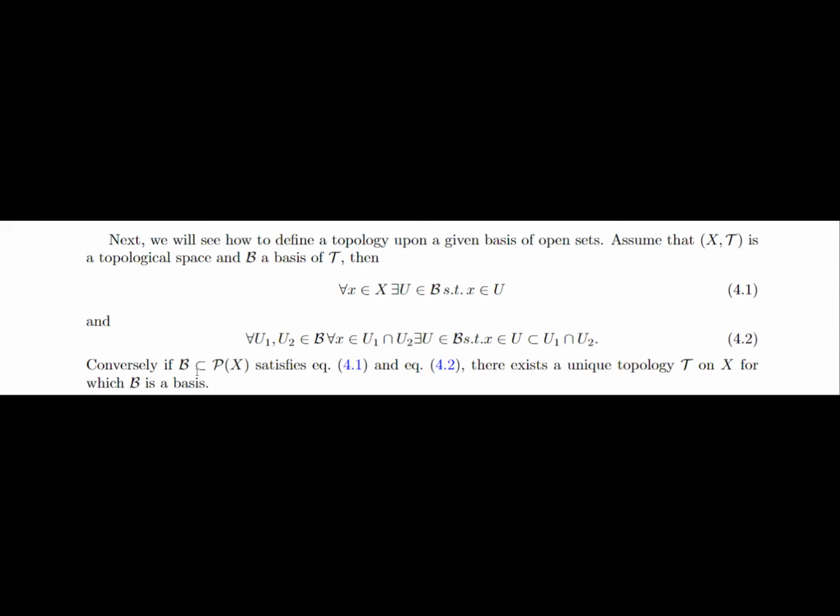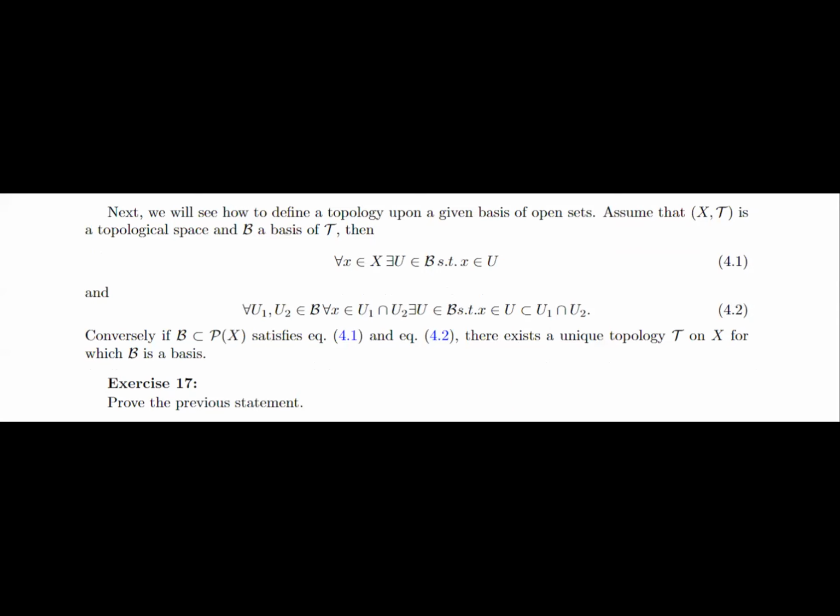But conversely, if B is a subset of the power set of X, so if B is a set of sets in X that satisfy 4.1 and 4.2, then there exists a unique topology tau on X for which B is a basis. Okay, so try to prove all these things.